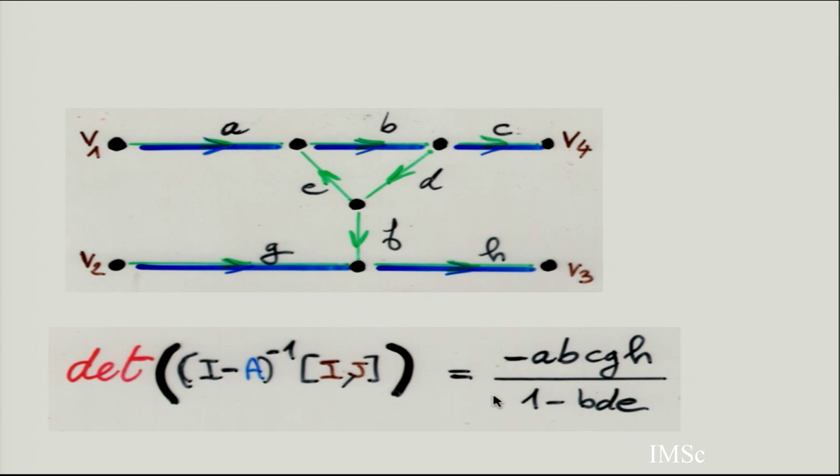You have to check, because by the main theorem, for the determinant you have to put 2 self-avoiding walks, one going from 1 to 4, one going from 2 to 3. So these are the 2 blue paths. And then you have to put a heap of cycles below, which intersects one of the blue paths. The heap of cycles is only one cycle, a pile of the same cycle, which appears here: 1 over 1 minus BDE. And A, B, C, G, H is the product of the weights of these 2 blue paths.